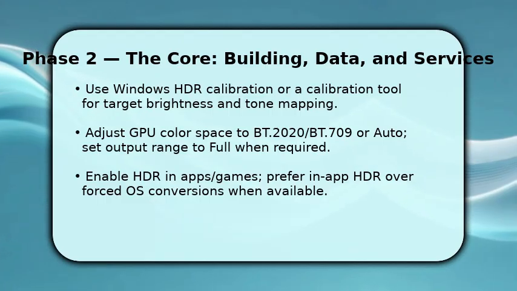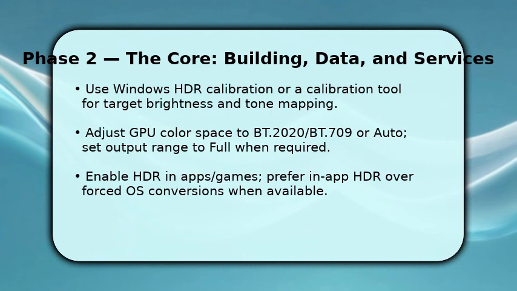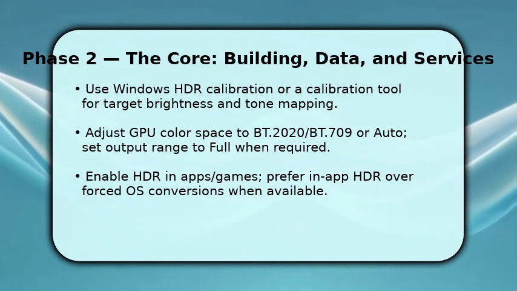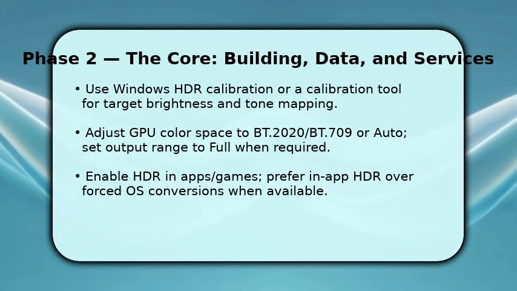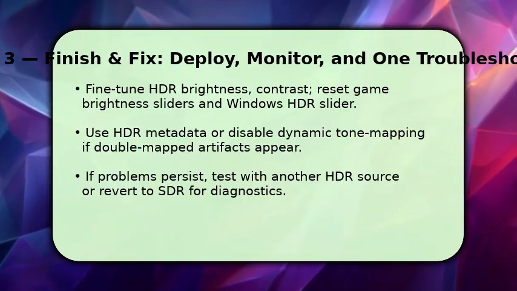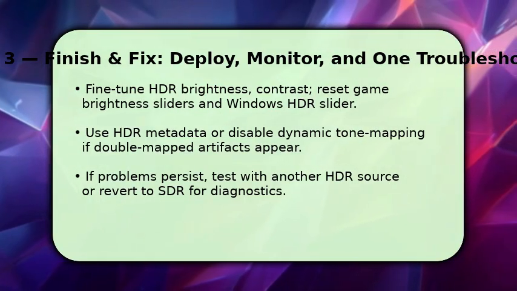Finally, enable HDR inside each app or game. You want native HDR output rather than forced conversion, because it preserves correct colors. Finish by tweaking brightness and contrast. Reset game or app brightness sliders to default, then use the Windows HDR brightness slider to align perceived luminance.